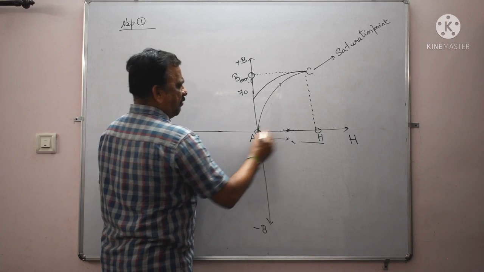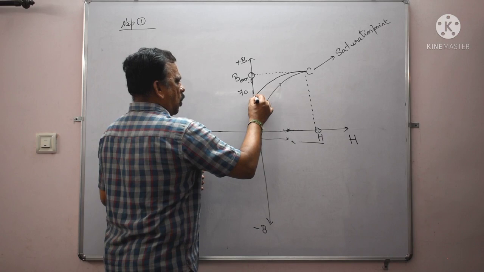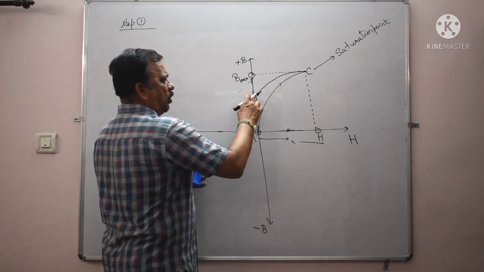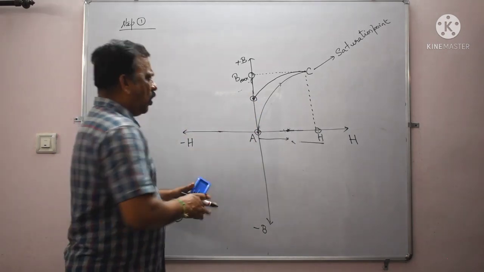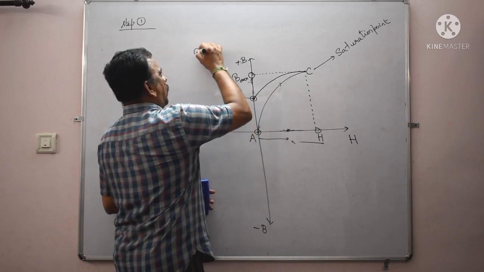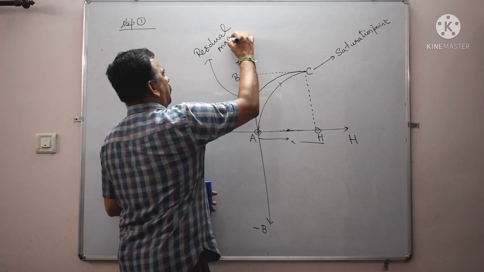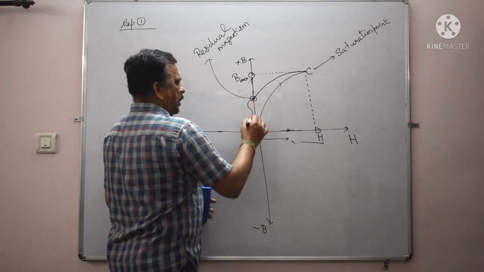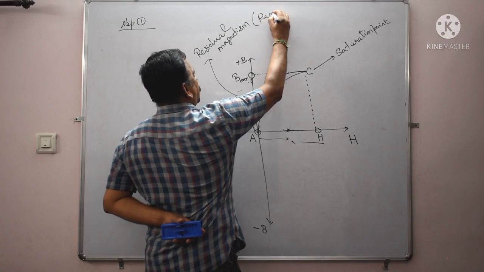And once the magnetizing field is made zero, the magnetic field in the specimen will not become zero immediately. It will retain a small value of magnetic field even though H has become zero. You call the magnetic field corresponding to this point residual magnetism. So this particular value corresponds to residual magnetism or remanence.